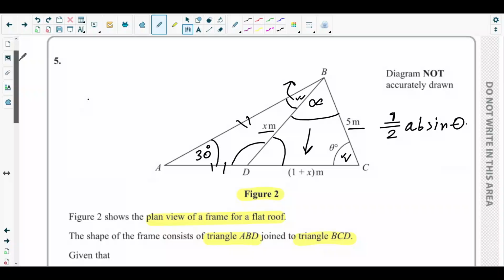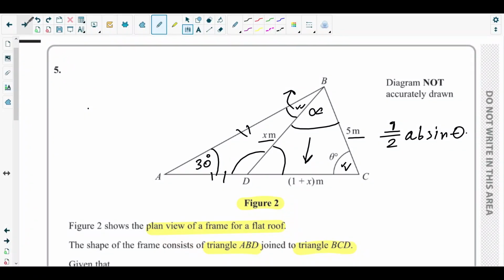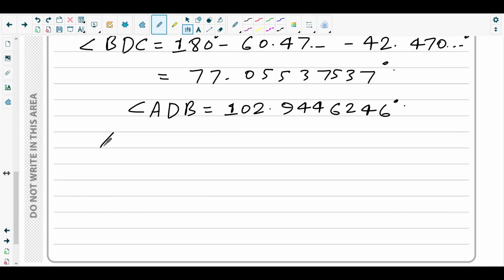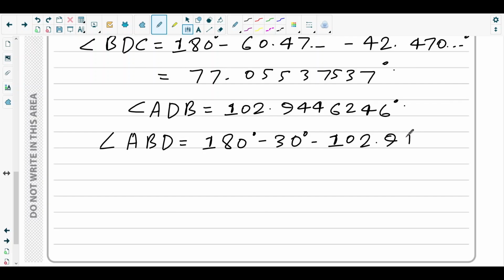So as we get the angle ADB, we can find out the angle ABD. Okay, so angle ABD equals 180 degrees minus 30 degrees minus 102.944 degrees, which gives 47.05537 that much degrees.